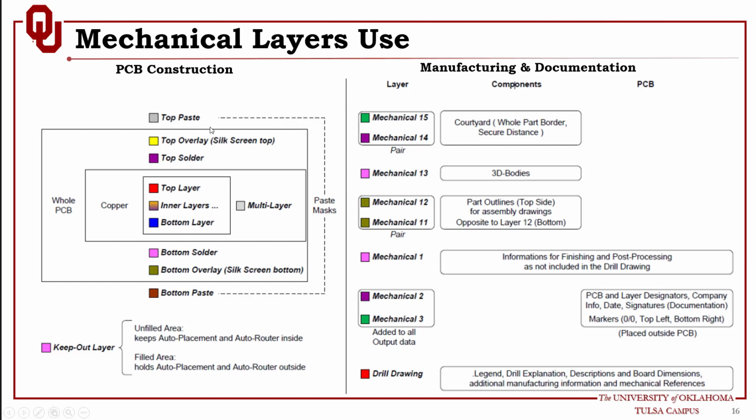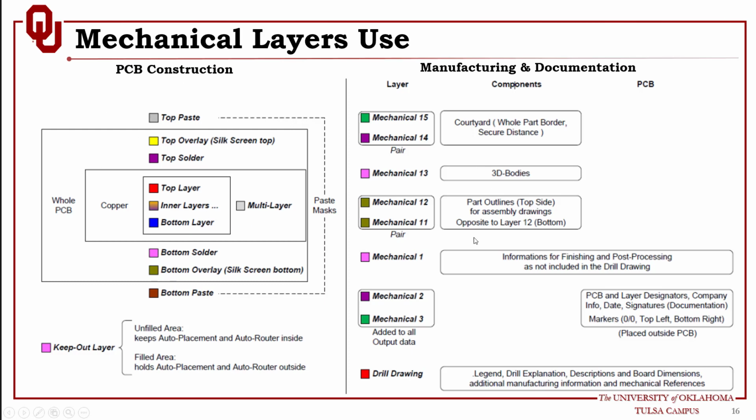So as you can see, this is the PCB construction. This is a basic PCB construction. For a PCB, we always have a top layer, which is a copper layer. We have inner layers, and also we have the bottom layer. All these are copper layers for routing traces, and of course we have insulation between these layers. We have the core and the prepreg. Now on top of the top layer we have the top solder, and then we have the top overlay or the silk screen, and then we have the top paste. This is the construction of the layers.